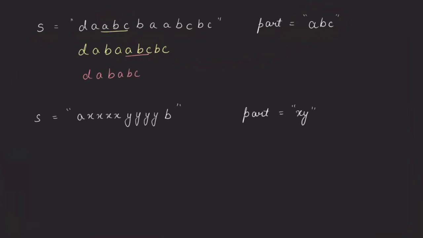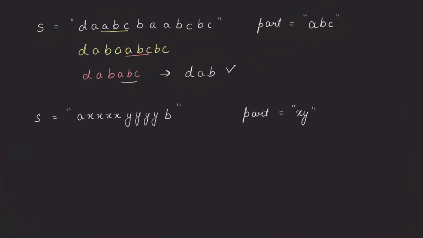Again we will identify where ABC is present, so we can see that here it is present. So we will remove this. When we remove this, the remaining string will be DAB. Now in this string we do not have ABC present anywhere, so this is our final answer. This is the remaining string that we need to return.